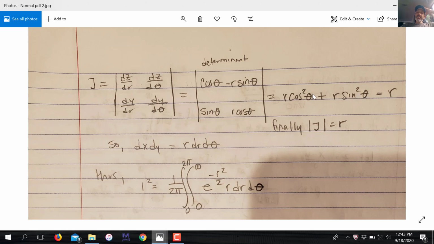And we already know that cosine theta squared plus sine theta squared is equal to 1. So this equals r, right? Because you extracted the r out of the summation. And then of course we take the absolute value of this, and since this is already positive, it's just going to be r. So now we can substitute r dr d theta for dx dy, right? So this is our scaling factor here.